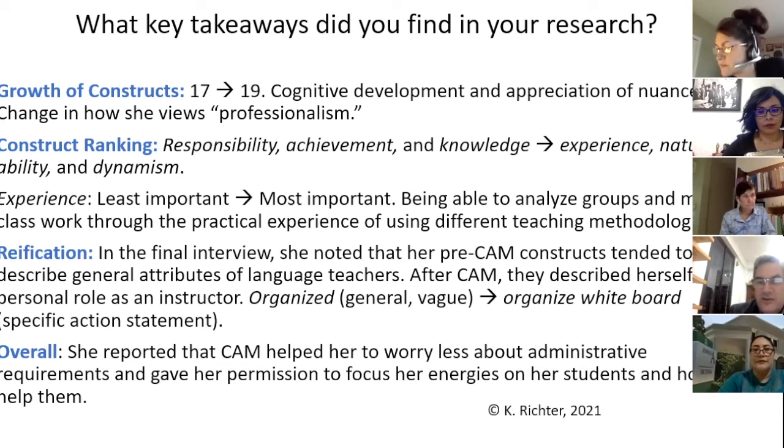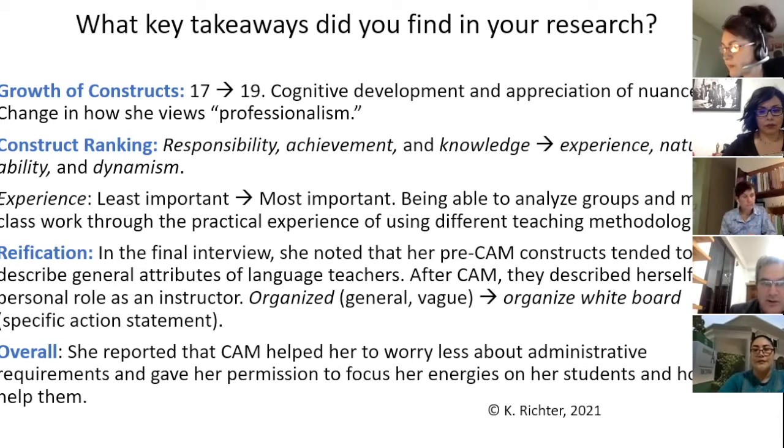For instance, what she used to call organized, which is sort of a general or vague concept that she applied to all teachers in a generic way, she changed to the very specific construct organized whiteboard, which is more like an action statement that has meaning for herself and what she needs to do to be a better teacher.